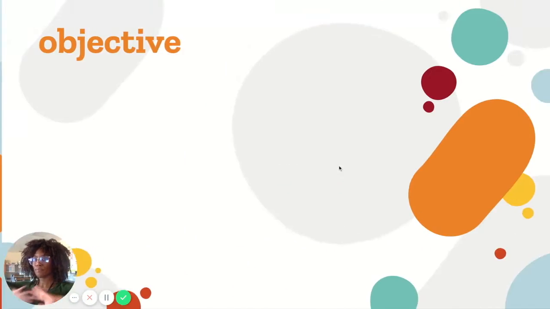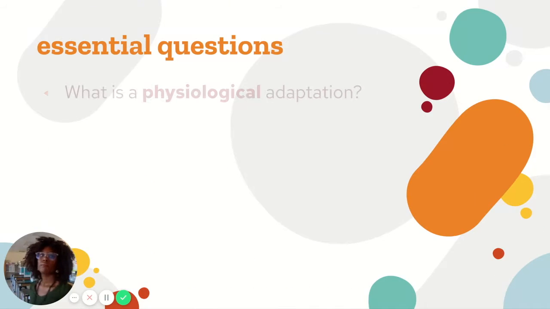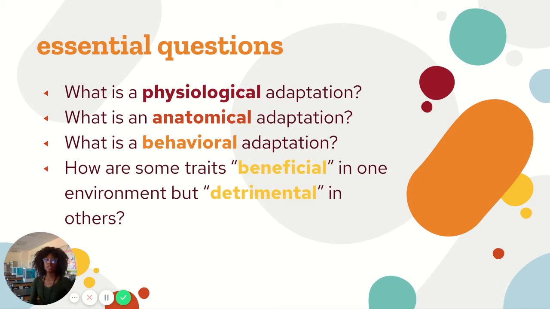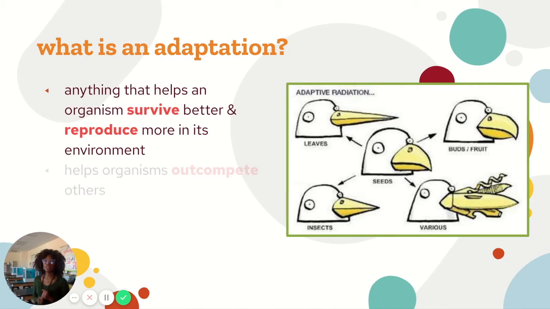Okay, so today's objective is that scholars will be able to analyze an environment and determine what adaptations and variations would be beneficial, so good, or harmful, bad. So our essential questions, go ahead and read over those. All right, let's go ahead and get into some material.